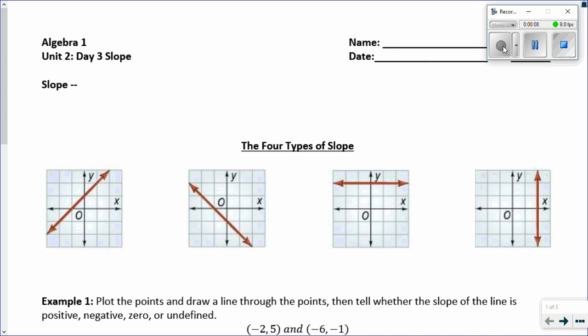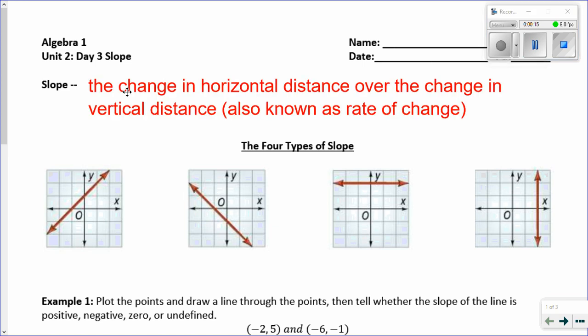So this might be a little bit of a review for you, but we're going to expand on it a little bit. So slope is a change in the vertical distance over the change in the horizontal distance, also known as rate of change, also known as rise over run. Okay, so it's the change between two points on a graph.